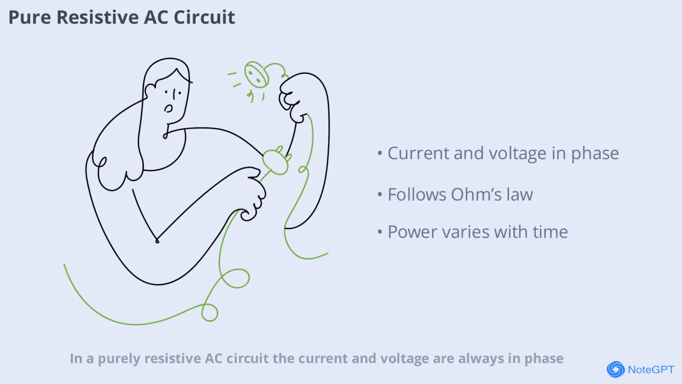In a purely resistive AC circuit, the current and voltage are always in phase, meaning they reach their maximum and minimum values at the same time. The resistor simply opposes the flow of current, and the relationship between voltage and current follows Ohm's law just like in DC circuits. However, because the current changes direction, the power delivered to the resistor also varies with time. Let's see how this looks on a graph and what it means for energy consumption.